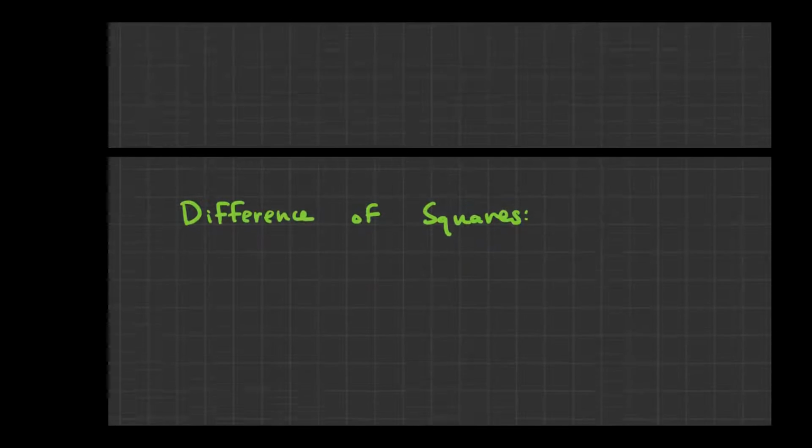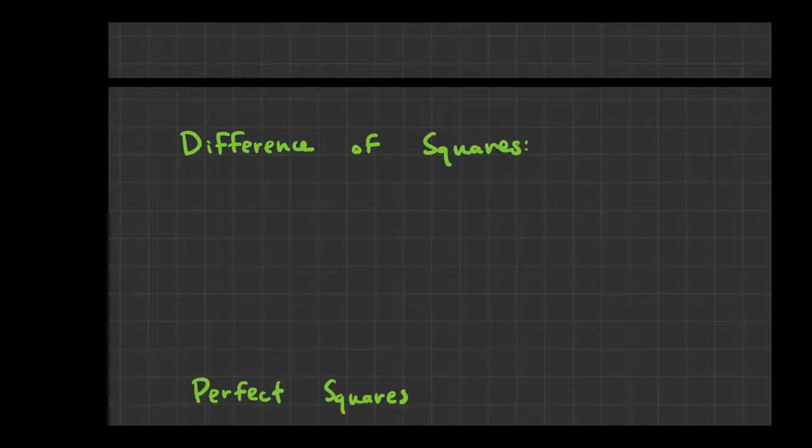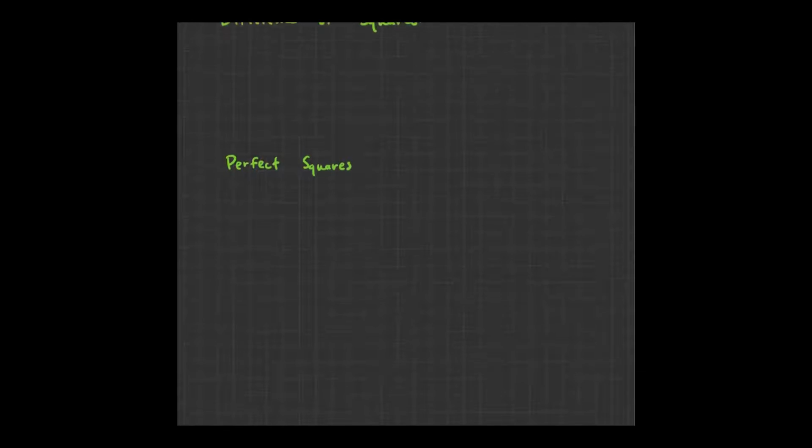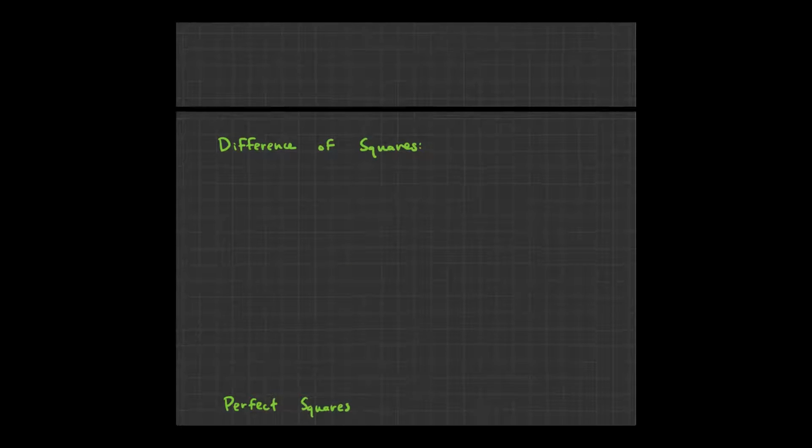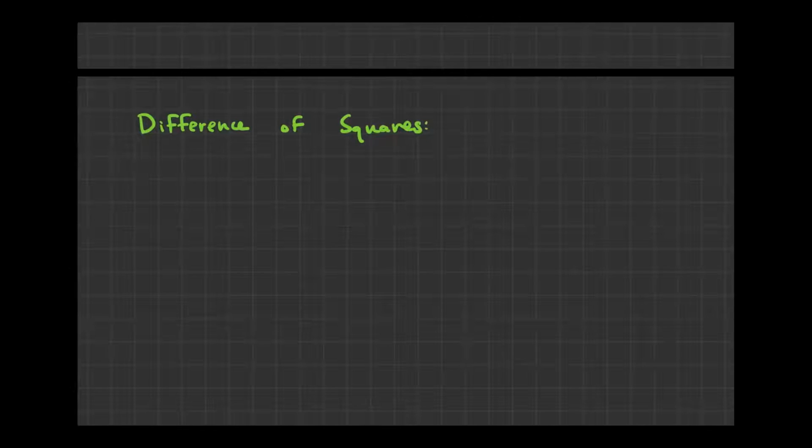Okay, so let's talk about difference of squares, and I've got perfect squares here too. I'm going to leave this down here. If I asked what does a difference mean in a mathematical way, what would you define as a difference? Good.